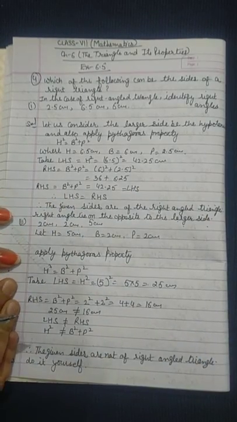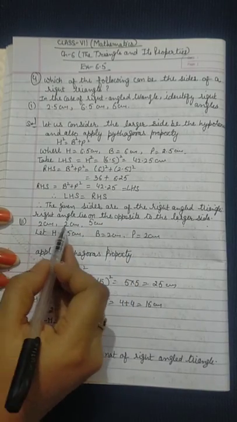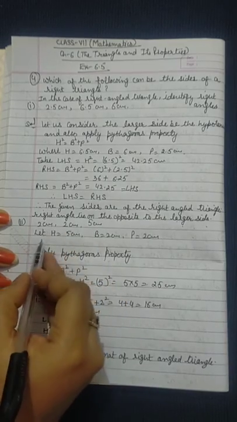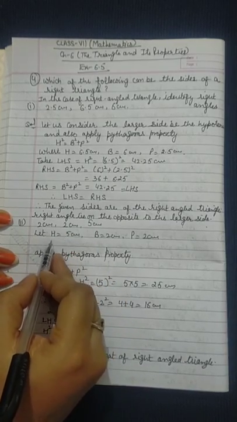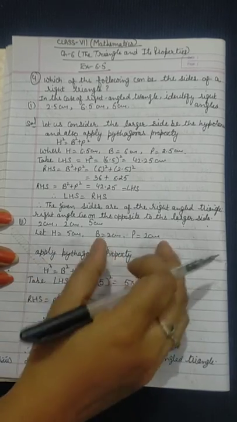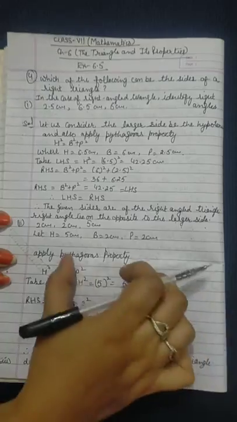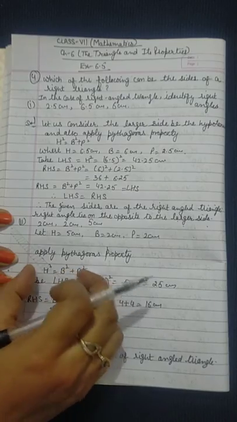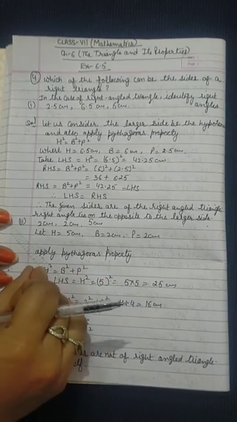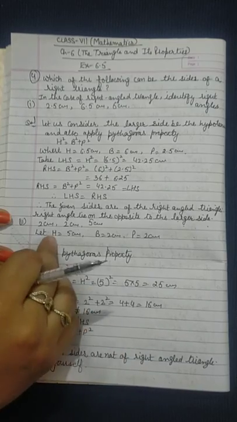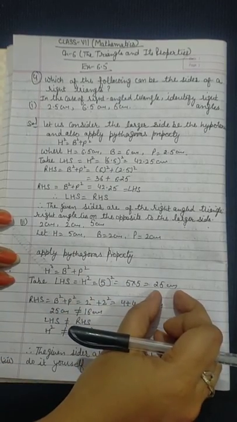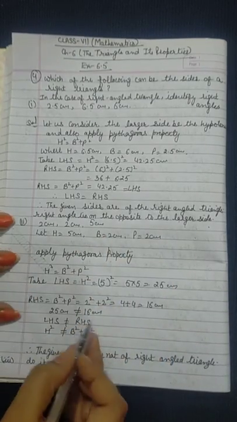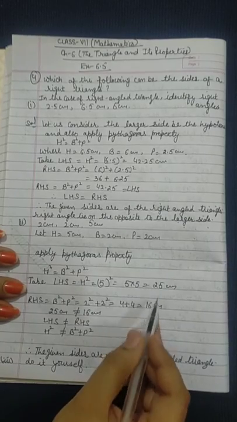Now in the second part we have three sides: 2 centimeter, 2 centimeter and 5 centimeter. Again, what is the largest side here? 5. So h, the hypotenuse, is 5 centimeter, and base and perpendicular are 2 centimeters. Again, to check whether it is a right angle, apply the Pythagoras property. Take the left hand side, h square, put the value of h, that is 5, 5 squared is 25. Then take the right hand side, b square plus p square, put in the values, and you will see their sum is 8, but h square is 25. Both are not the same.